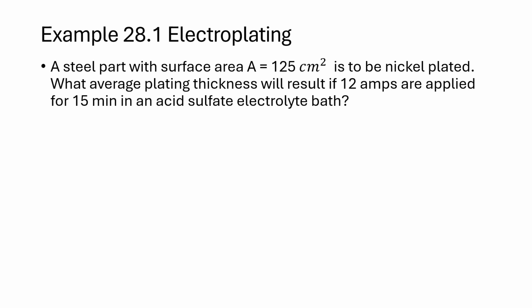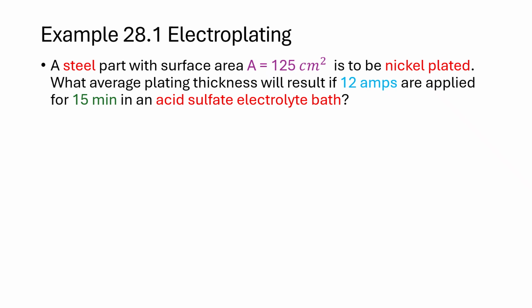Okay, now I'm going to highlight the items. I have a steel, doesn't matter. I have nickel plating, so nickel is the plating material. And we're going to use the acid sulfate electrolyte bath. So this information in red is going to help me find the value for the E and the value for the C. Done.